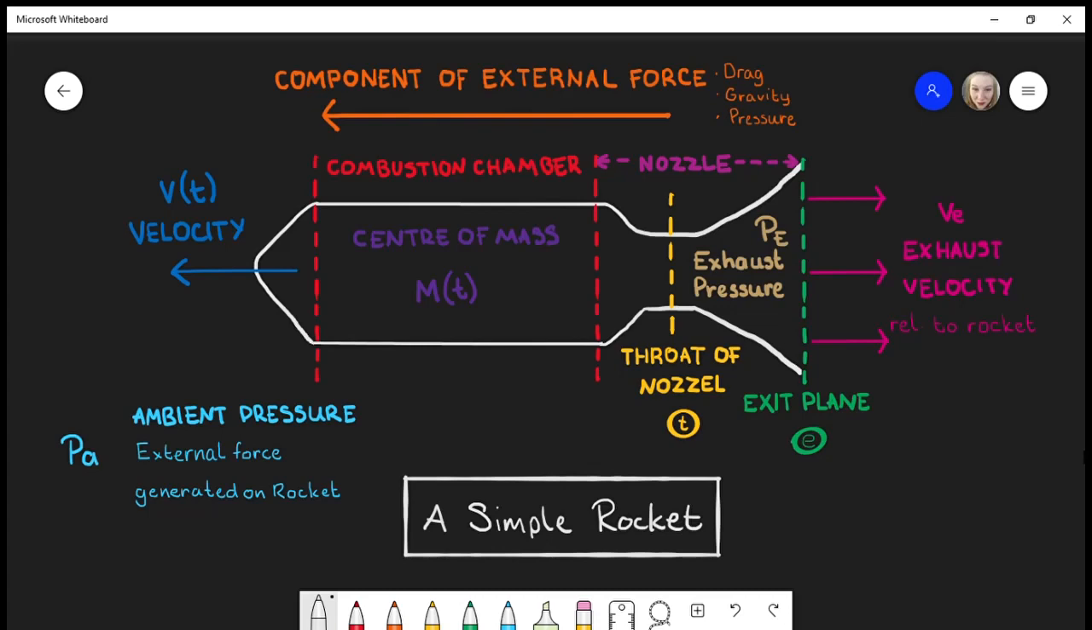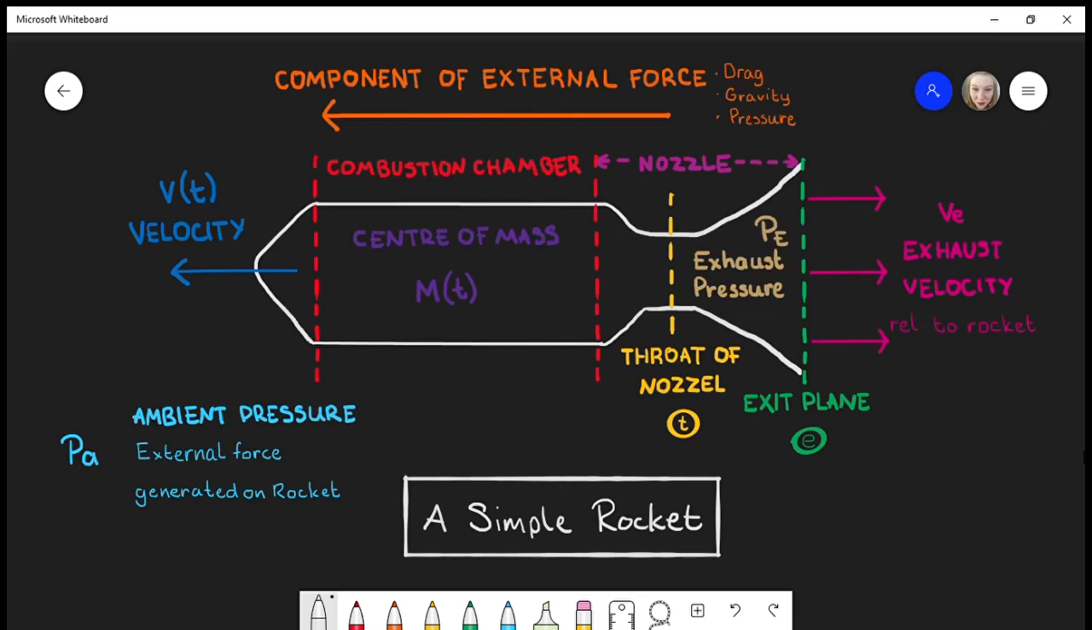It's got two main parts to it, the combustion chamber and the nozzle. The nozzle is a very important part of the rocket. It's connected to the combustion chamber and it's a section where it converges and then it diverges again. The exit plane is labelled and so is the throat of the nozzle.